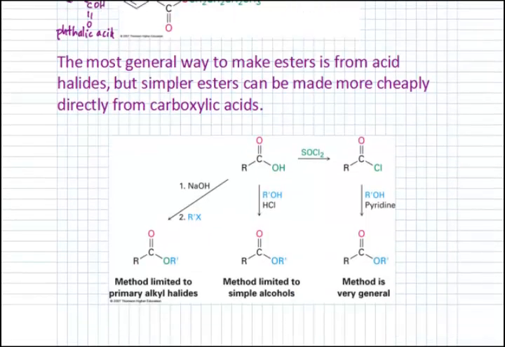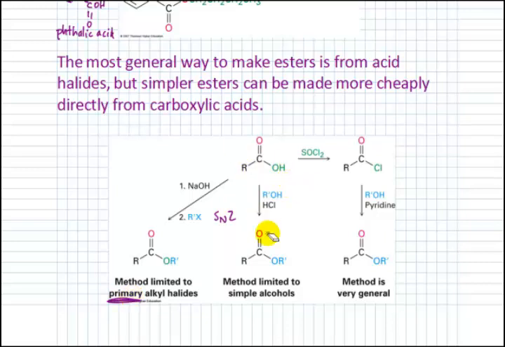So let's talk about ways we can make esters. We already showed you the methods for making esters out of carboxylic acids, right? By deprotonating an acid and making a carboxylate, then doing an SN2 reaction with a primary alkyl halide, we can make an ester, but that's limited to primary alkyl halides.